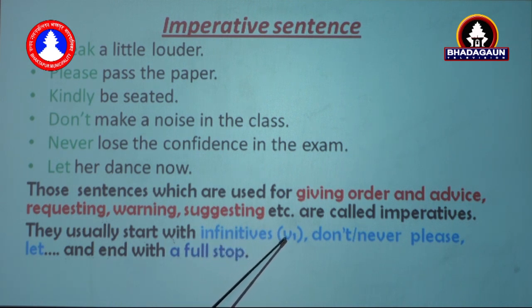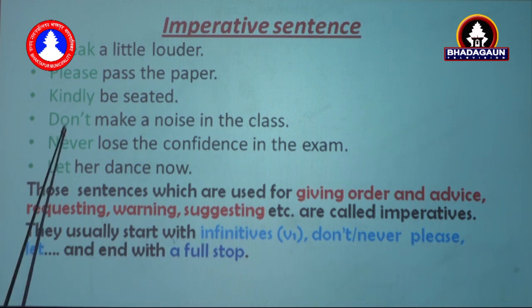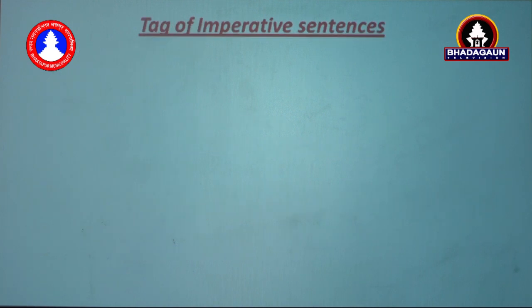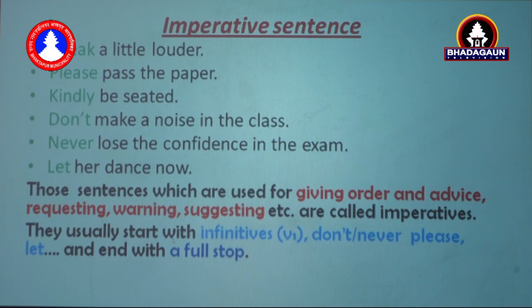An imperative sentence may start with an infinitive, don't or never. If the statement is negative, then it may start with don't or never. It may also start with please, let, kindly. So these are the main words that an imperative sentence starts with, and it ends with a full stop. Now we have identified the imperative sentences. Speak a little louder, please pass the paper, kindly be seated. These are called imperative sentences.